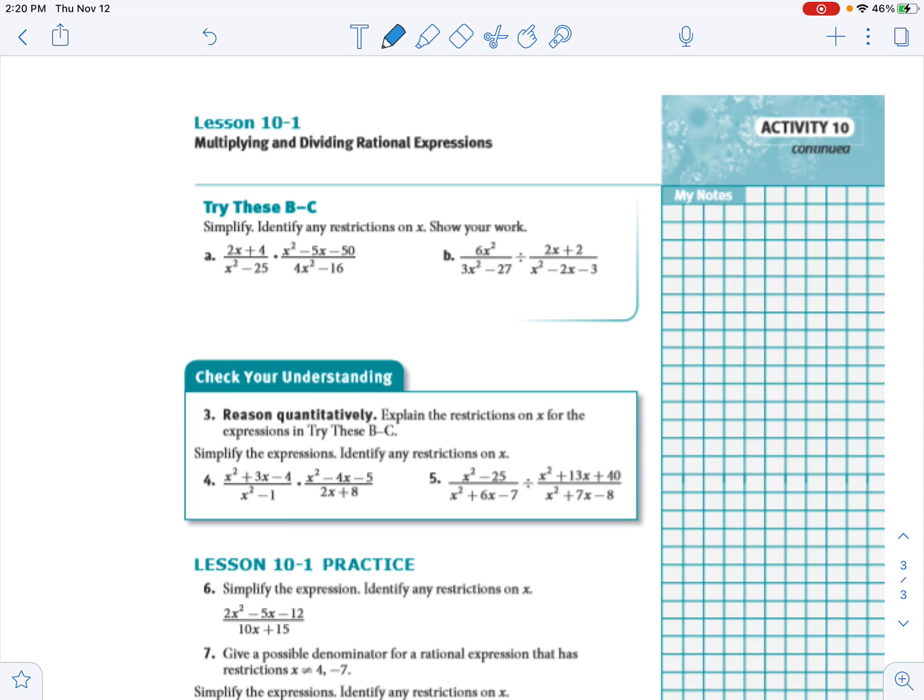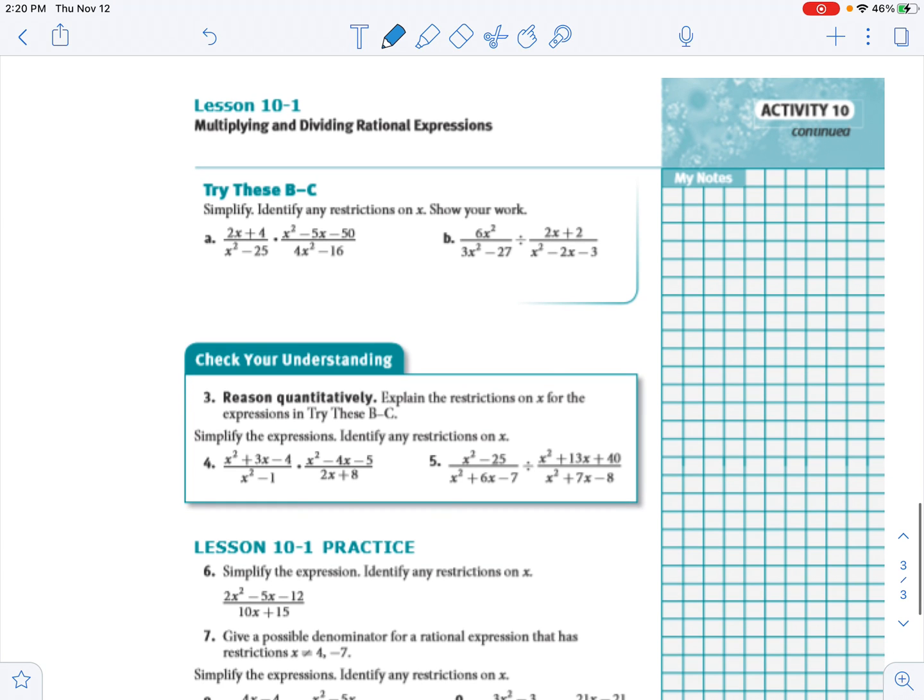Okay, so what we're going to want to do, of course, before we try to do any multiplying, is factor everything. Okay, so that's what we're going to do first. So in part A, I'm going to start by factoring the numerator, which is 2 times x plus 2, and on the bottom, that's a difference of squares, so x plus 5 and x minus 5. So now I have that fully factored.